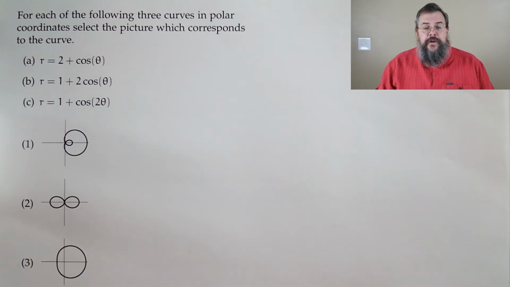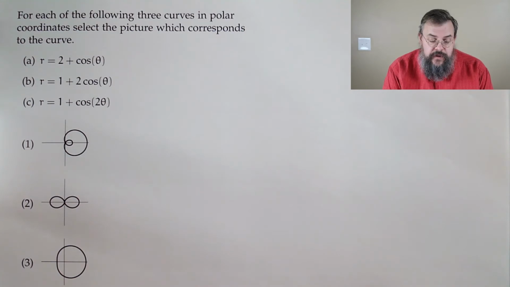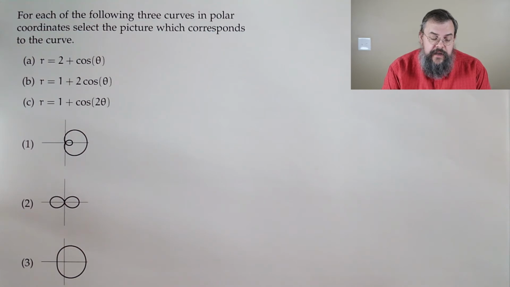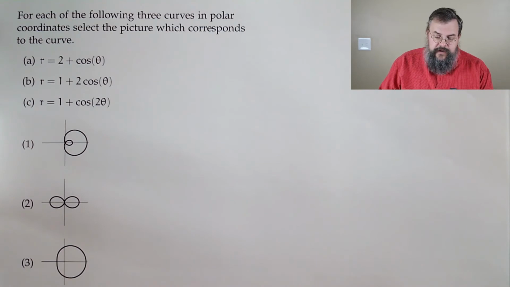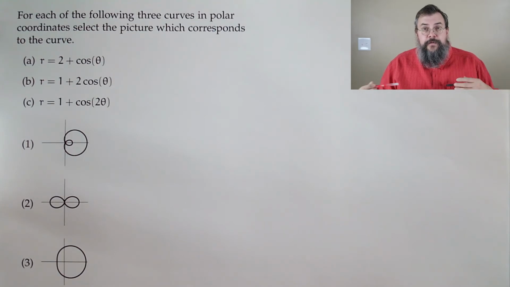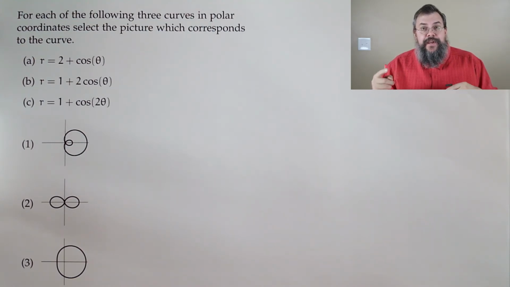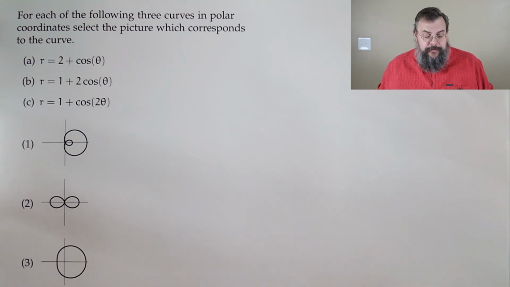For each of the following 3 curves in polar coordinates, select the picture which corresponds to the curve. So you have r equals 2 plus cosine theta, r equals 1 plus 2 cosine theta, and r equals 1 plus cosine 2 theta. So we have the 3 curves, we have our pictures, and we're wondering, okay, which one goes with which? Now, it's possible for us to say, oh, I can describe things in a different way, and I still get the same result out. So be careful. Be careful.